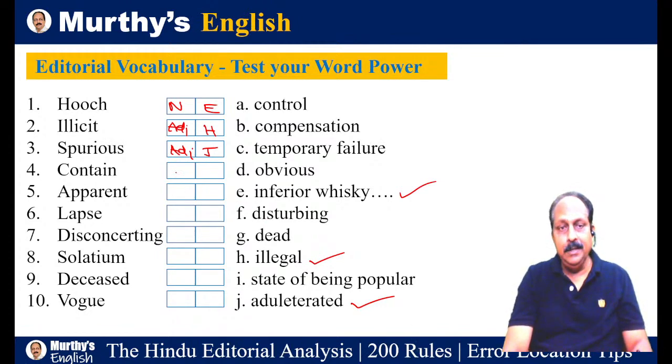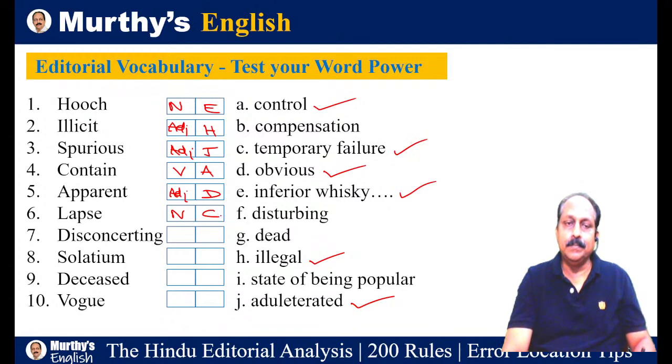Contain has many meanings based on the context. Contain means what? Control. A is the answer. Apparent, part of speech, adjective. Apparent development, apparent behavior. I used one word yesterday, so same one you can. Answer is obvious, something that goes without saying. Lapse, part of speech, noun. So what does it mean? Temporary failure. Answer is C. Disconcerting, part of speech, adjective. Means what? Disturbing. Answer is F.